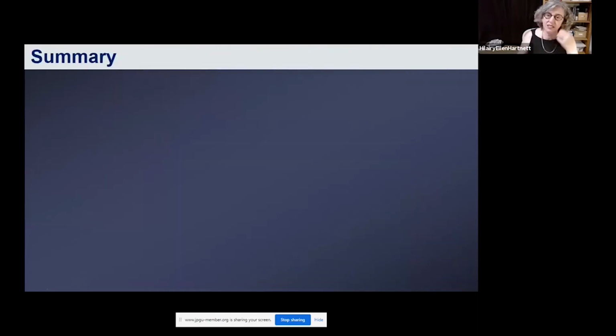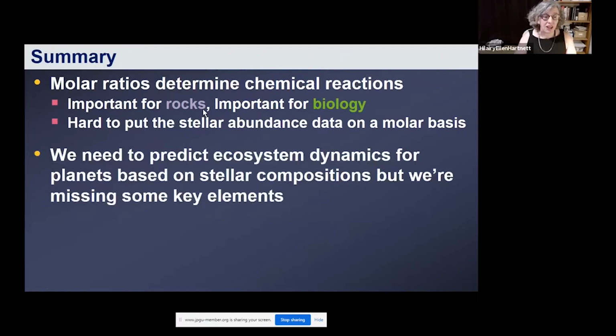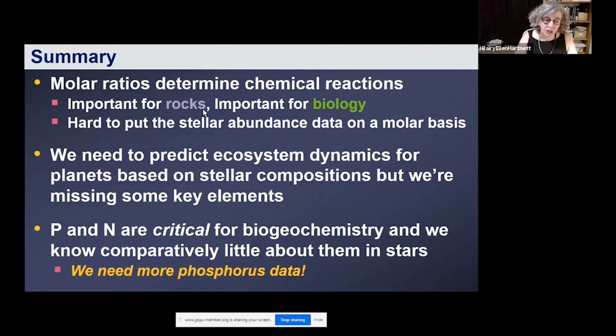So let's summarize this section. Molar ratios determine the chemical reactions. It's important for rocks, and it's important for biology. It was difficult to put the stellar abundances on a molar basis because you have to undo a variety of normalizations, but it can be done. And we need to predict ecosystem dynamics for planets based on these stellar compositions, but we're missing key elements. In particular, we're missing phosphorus and nitrogen, and we really do need more phosphorus data.